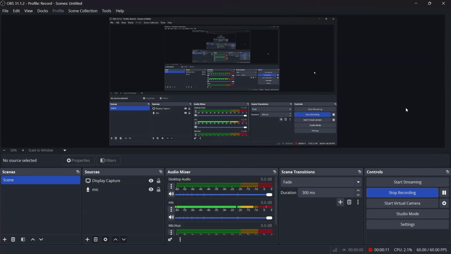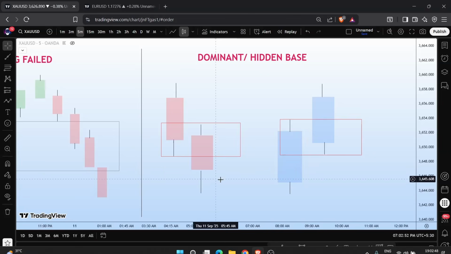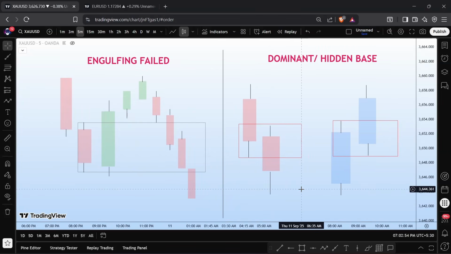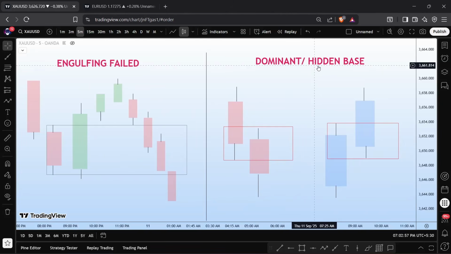In this video, we're going to be discussing the types of engulfing patterns and the logic behind them. Okay, so let's get started. Before that, I forgot to discuss engulfing fail and dominant or hidden base.